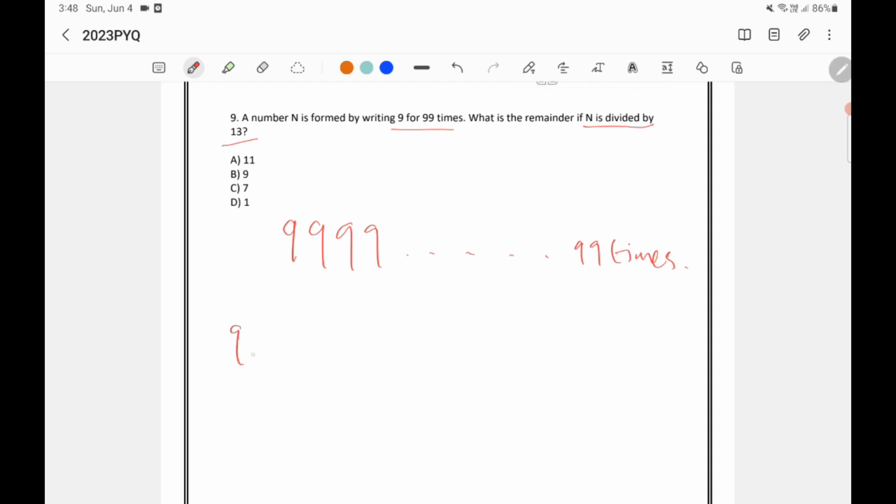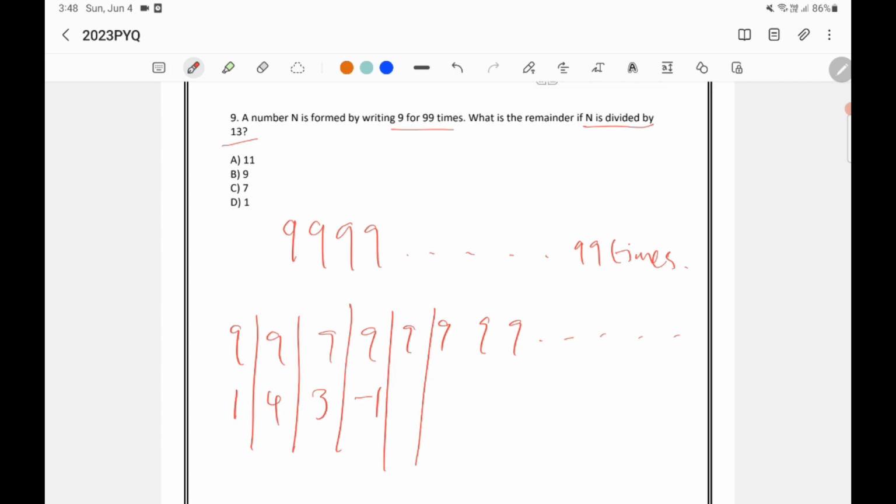So there are many nines, going like this, 99 times. So I am applying the rule for 13 here. That is 1, 4, 3, minus 1, minus 4, minus 3. Then again it's going to repeat 1, 4, 3, and so on. Now if you see here, how we need to do it: 9 into 1 plus 9 into 4 plus 9 into 3 minus 9 into 1 minus 9 into 4 minus 9 into 3.